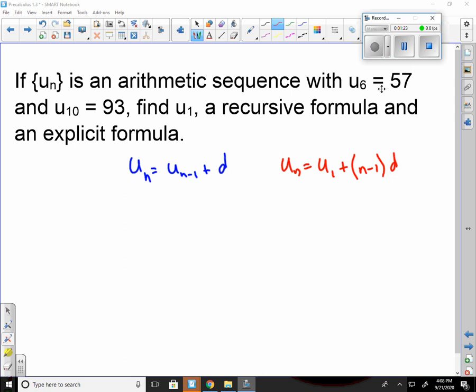So if I'm trying to find my common difference, I can take their values, 93 minus 57, and divide that by the difference between the two of those, divided by 10 minus 6. So 93 minus 57 is going to give me 36 over 4, and that gives me a common difference of 9.